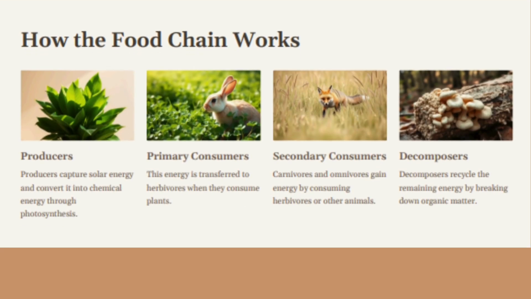Alright, so to make it simpler, now how the food chain works. So again, producers capture solar energy and convert it into chemical energy through photosynthesis or chemosynthesis for some. And we also have the primary consumers. This energy is transferred to the herbivores when they consume the plants.